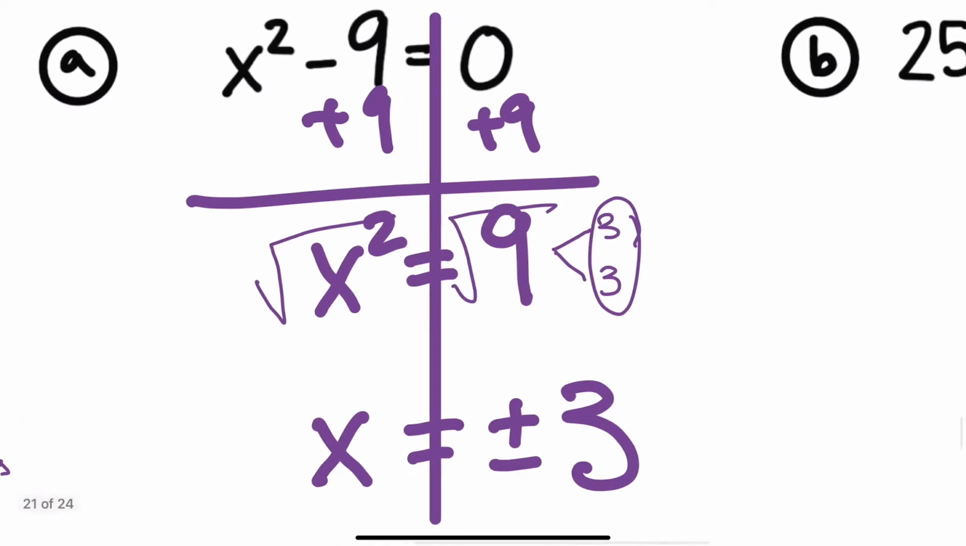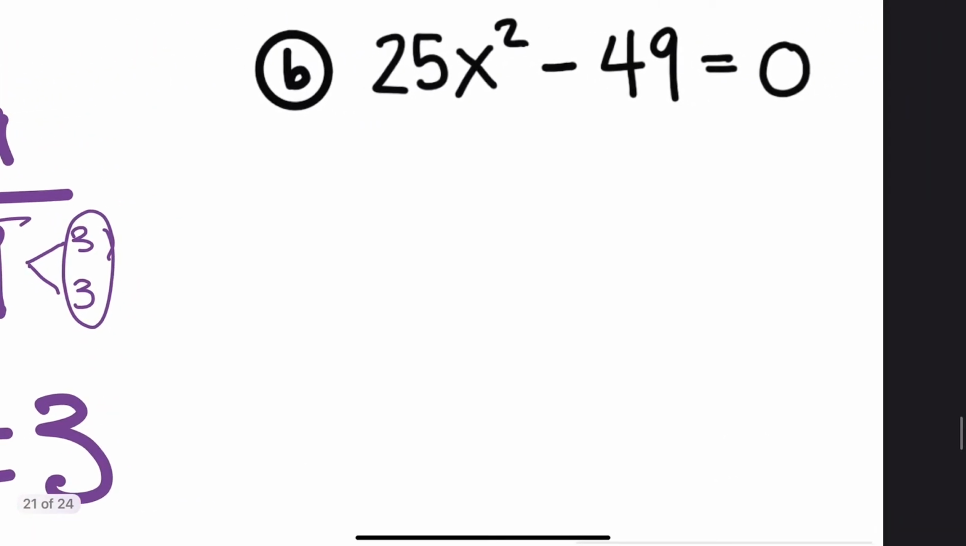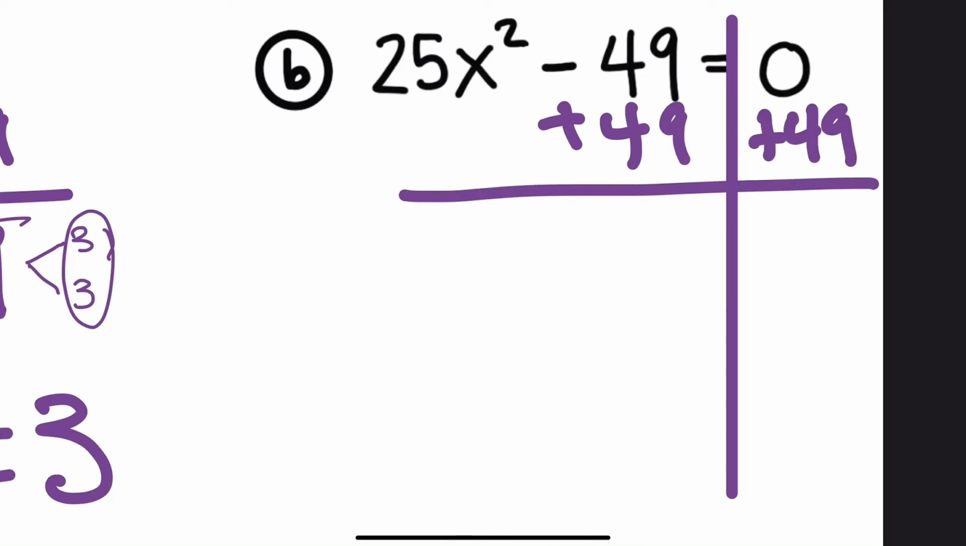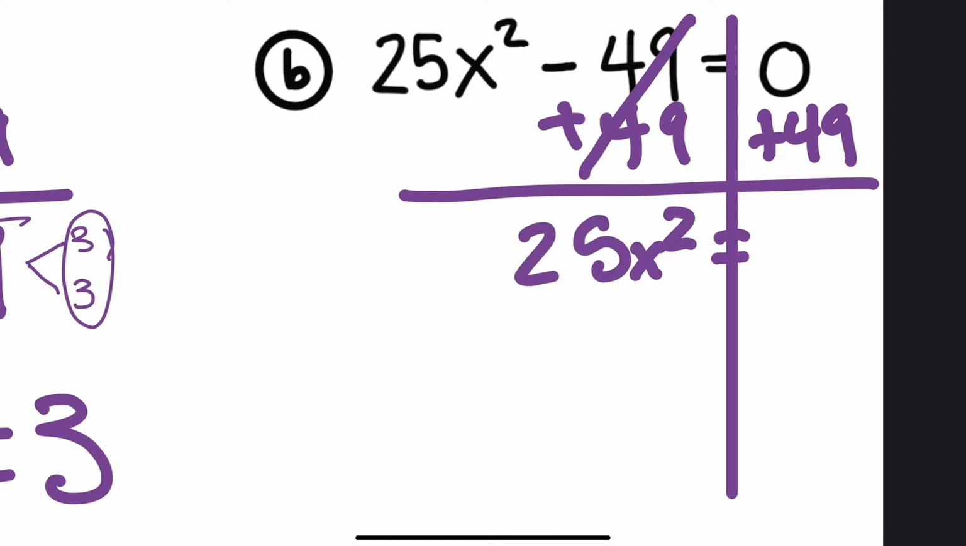Alrighty, moving right along. We have B. B is a little bit longer, and that's okay. I will caution you and let you know that there will be one like this on your test as well. So we have 25x squared minus 49 equals 0. Step number 1 was to isolate your variable or solve for x. Cool. I have a 49 in my way, so I want to get rid of that first. Okay. So I'll have 25x squared over here equals 0 plus 49, which is 49.